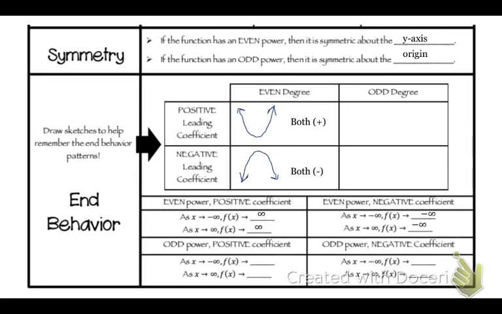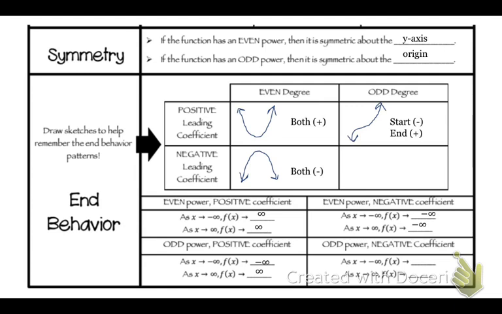Now, for the odd degrees, you're going to start low and end high. You always end the way the coefficient is: if it's positive, you end positive; if it's negative, you end negative. So if it's an odd power with a positive coefficient, as x goes to negative infinity, f of x will go to negative infinity. And as x goes to positive infinity, f of x will go to positive infinity.